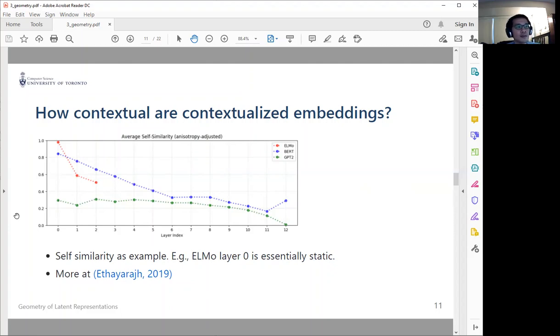And there are some additional plots about the inter-sentence similarity and the maximum explainable variance in the How Contextual Are Contextualized Embeddings paper in 2019.